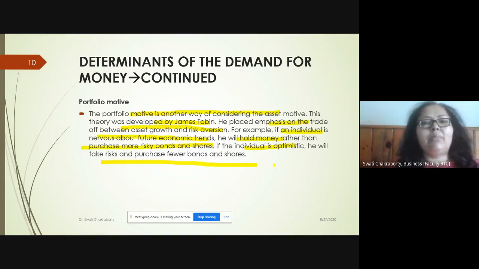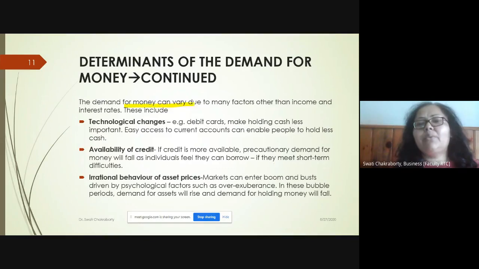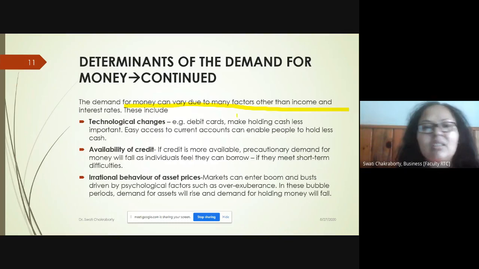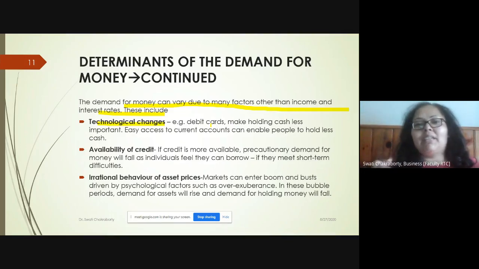Now, the demand for money can vary due to many factors other than income and interest rates. So what are these? First is technological change. When debit cards are available, holding cash becomes less important. You can easily access your account money. You can just withdraw money from ATMs, so you don't have to hold enough money on hand.